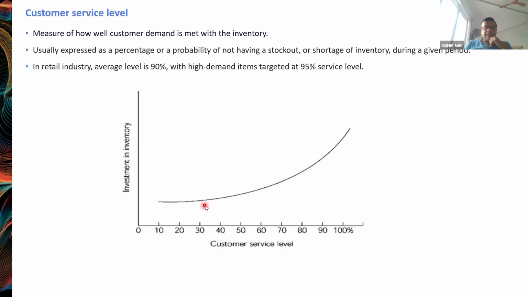You might be able to meet an 80% service level with just 10 units of inventory, but if you want to meet a 90% service level, you might need 20 units of inventory, and to meet a 99% service level, you might need 50 units of inventory. So it's highly non-linear. For the retail industry, the average customer service level is 90%, and for high demand items, it would be a 95% service level.